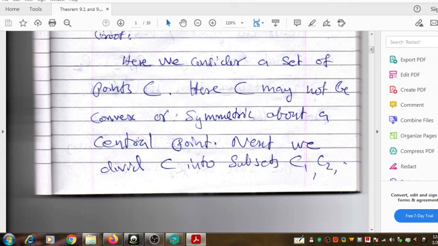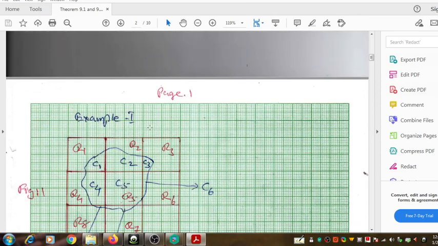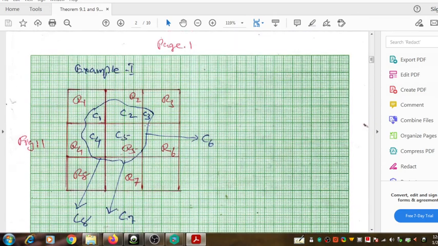We can divide the set C into subsets C1, C2, etc., up to Ck, into k subsets. But this number k doesn't come arbitrarily. It depends on the size and area of the shape of the given set. And we can also define some rectangles corresponding to these subsets, so that we can understand more by referring to this figure.